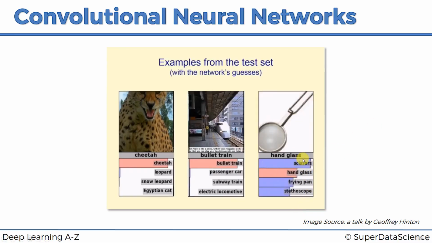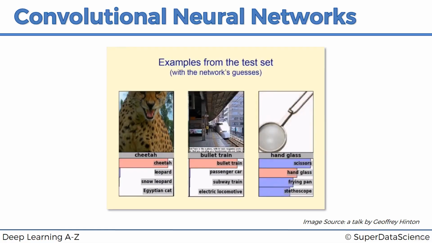So it said scissors with the highest probability, but then it had hand glass, which it actually was, not so far away in second place, and frying pan, stethoscope. So here you can see that scissors was its first guess, but the correct option was number 2, and that's why it's highlighted in red. So there we go. That's what neural networks are already capable of, and this is actually quite an old slide. This was several years ago.